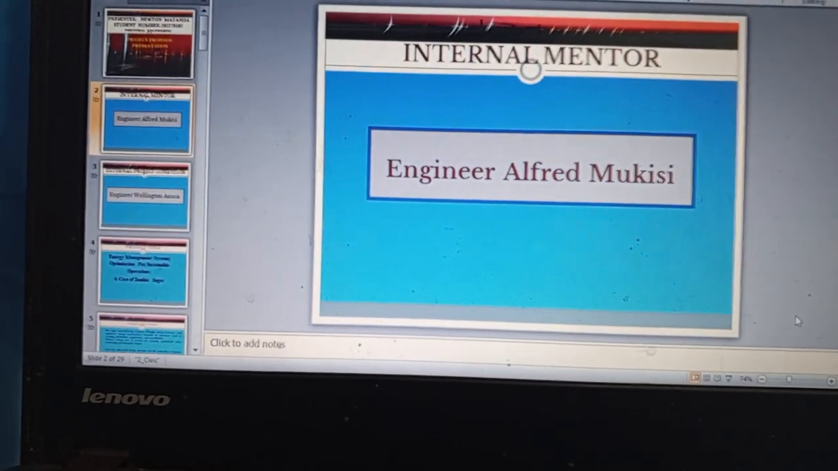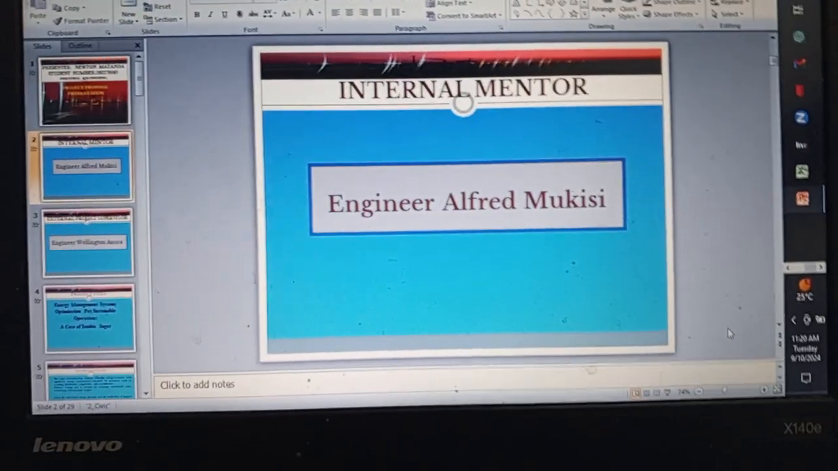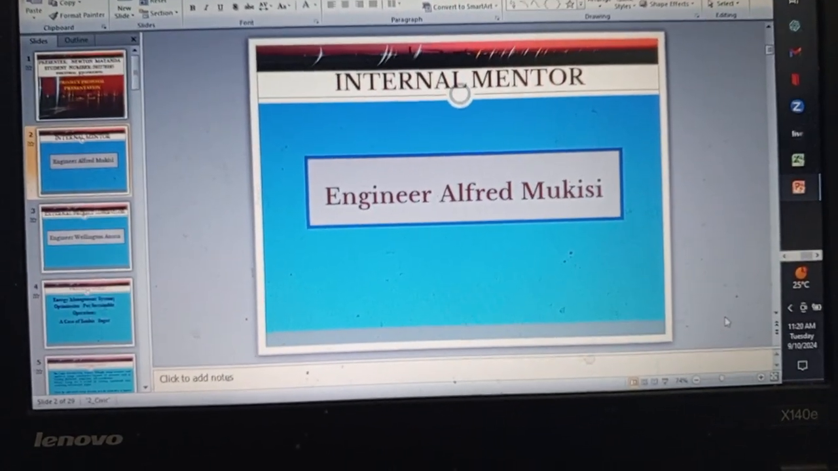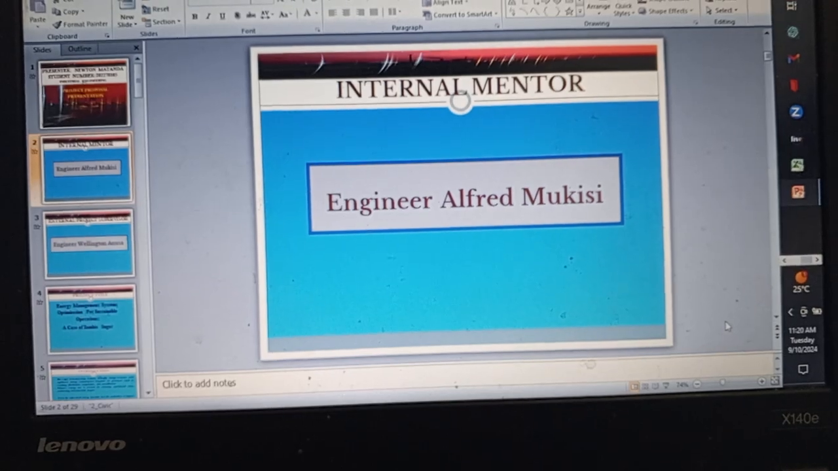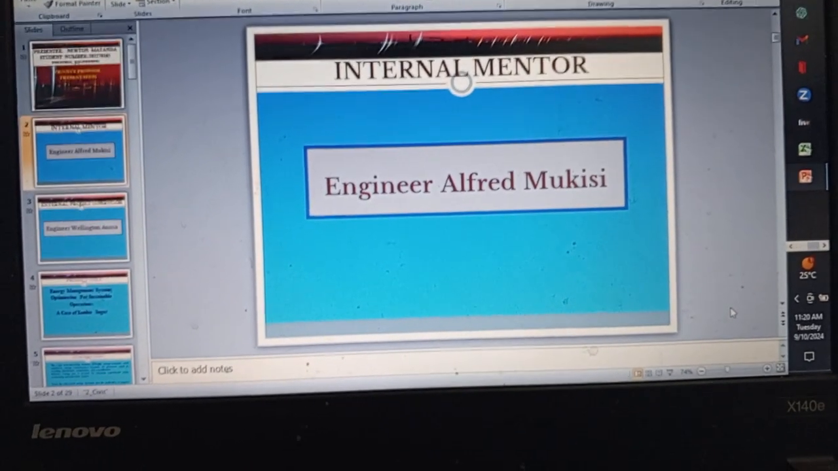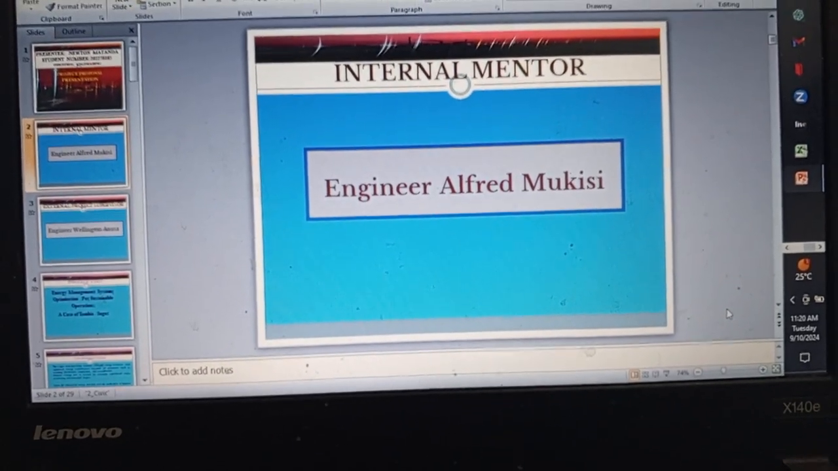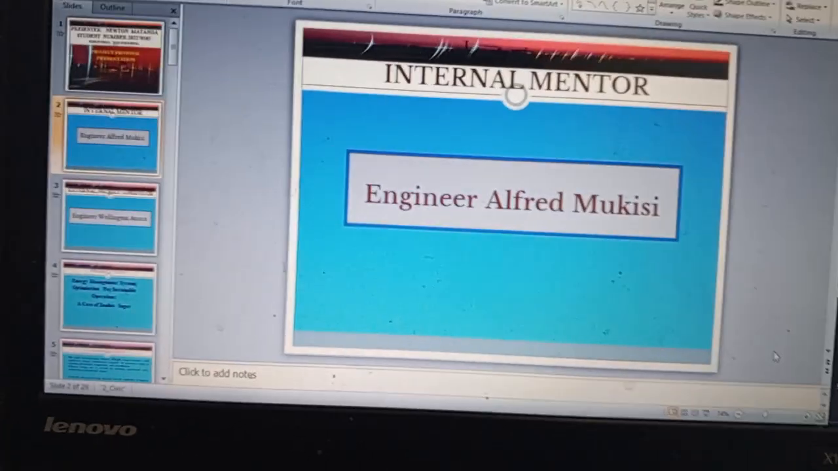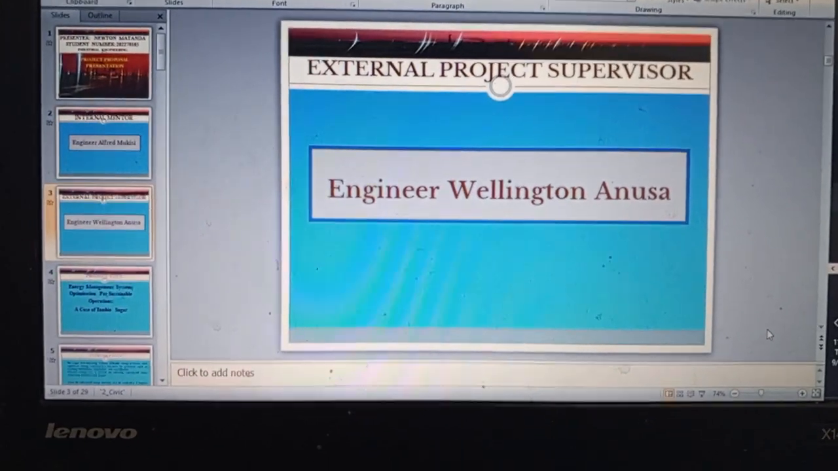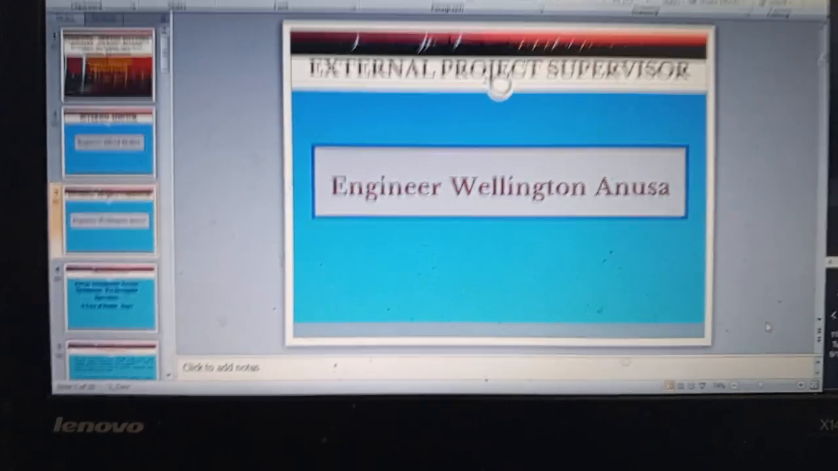The one who is mentoring me and supervising me internally at the place of work is Engineer Alfred Mukisi, the production manager under the same factory where I'm carrying out the project. On the external side, I'm being mentored and monitored by Mr. Anusa.